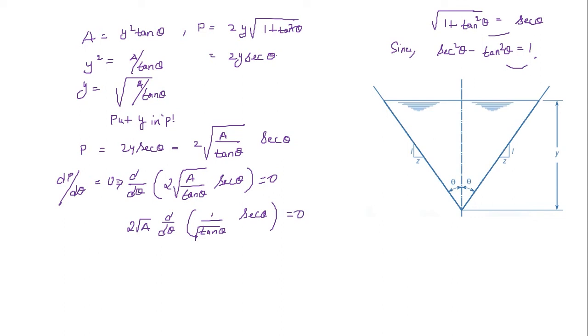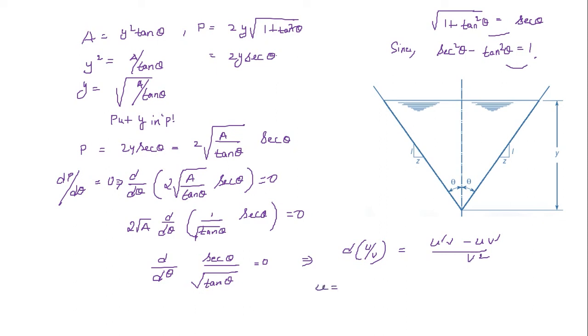Here the equation gets further simplified as d by d theta of secant theta by root over tan theta equals 0. Now this is of the form u by v. You know what u by v is? Its derivative is u dash v minus u v dash by v square. So what is u here? u equals secant theta.